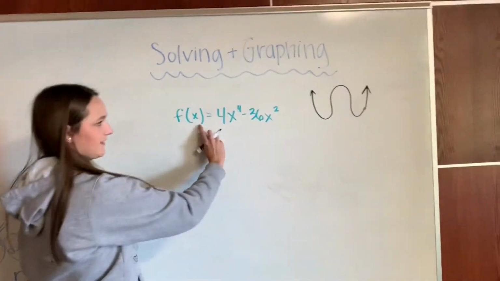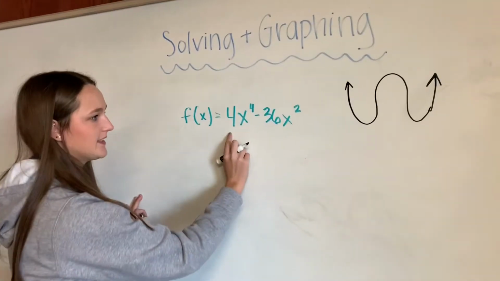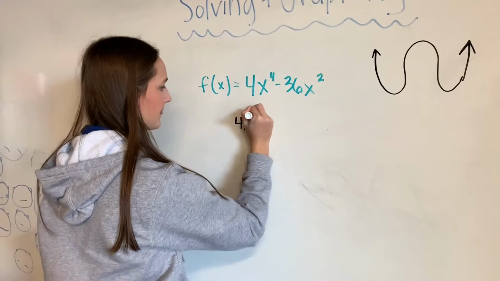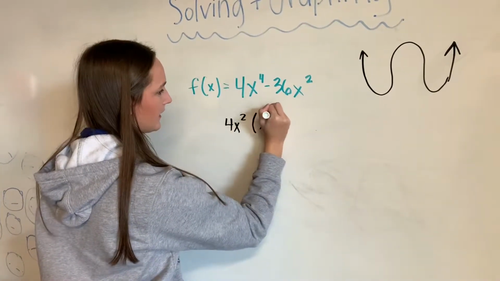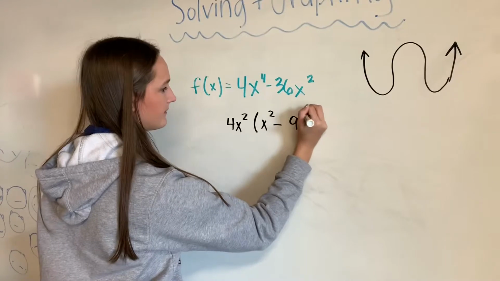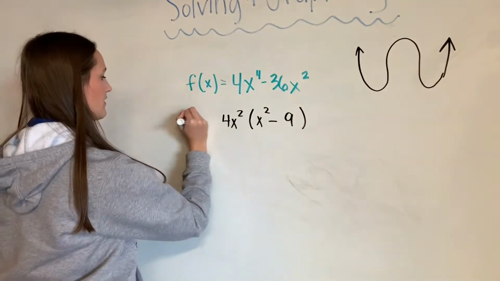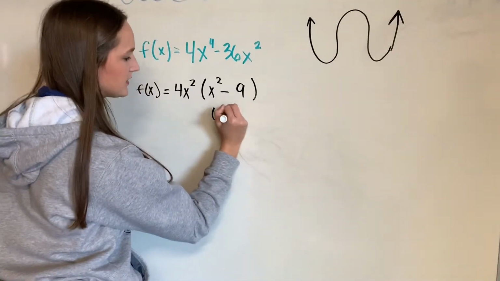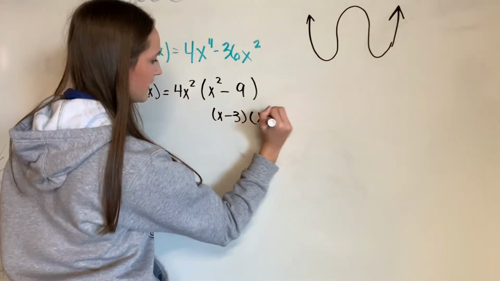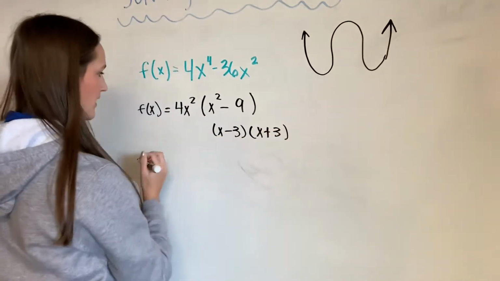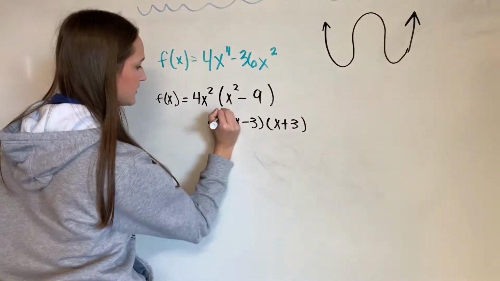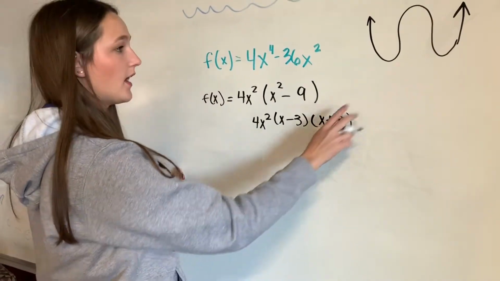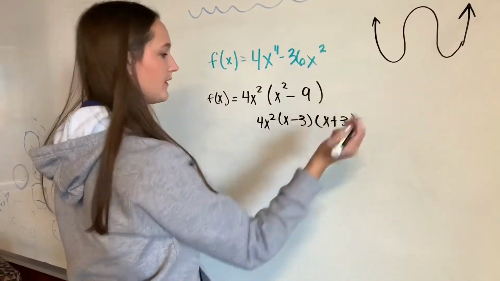So you're going to look to see if there's like terms to take out first. So I see a 4x squared, so I'm going to take out a 4x squared. And that leaves me with an x squared minus 9. And since it's an x squared minus 9, we know that it's x minus 3, x plus 3. And then you're going to bring down the 4x squared. So now that you have this, you can start solving to find your actual points on this graph.